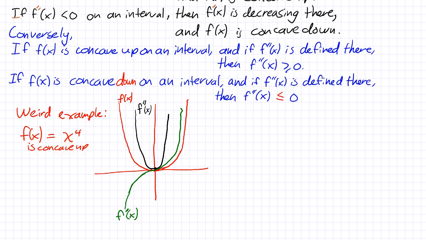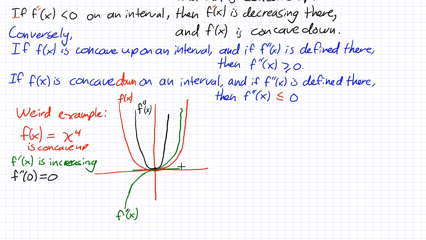And f prime of x is decreasing, sorry, increasing, whoops, everywhere. So f prime of x is increasing everywhere, but because f prime is flat, has a horizontal tangent line here, that means that the second derivative at 0 is actually equal to 0, because the slope of the tangent line there, if you're going to draw the tangent line to f prime, would be 0.